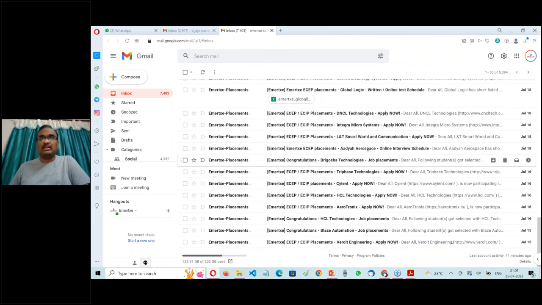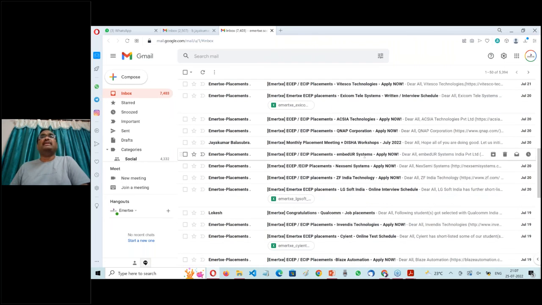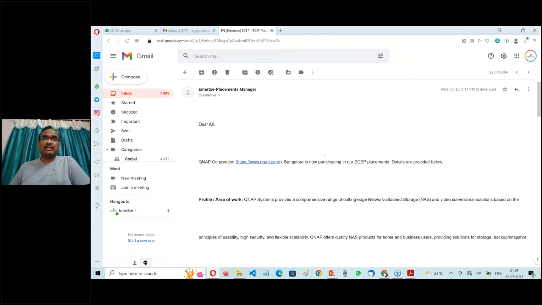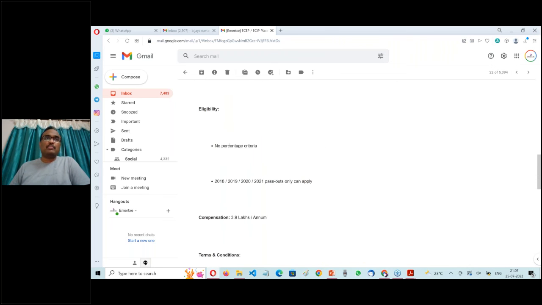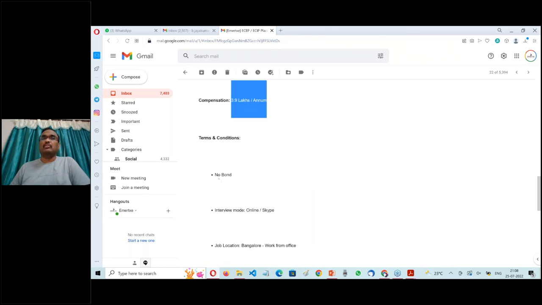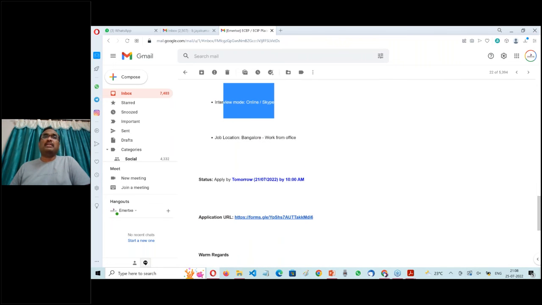Now, if you open any application, it will have the complete details of the particular company. For example, let me open this QNAP Corporation. A detail will be given about what the company is doing, and what skill set or modules you should have completed. You can see this company has no percentage criteria, and you can be from 2018, 19, 20, 21, any pass-out year. They're giving 3.9 lakhs as a starting salary. No bond. Interview mode, job location, and a timeline for when you need to apply, and then there'll be a link you can use to apply.